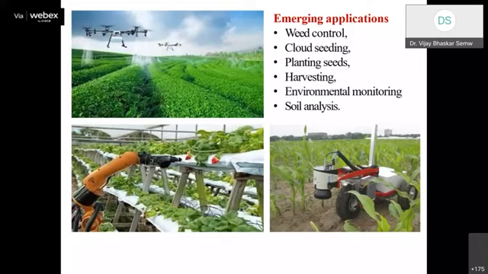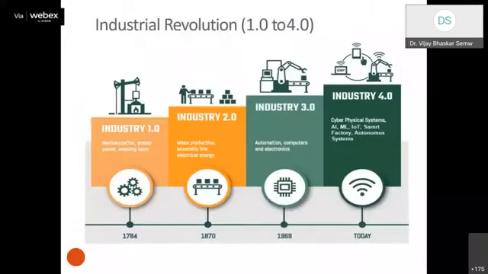Environment monitoring, which continuously monitors your fertility levels, soil standards, whether the soil is getting wet, and you can check the humidity levels. Various sensors are there to measure these things. These are the emerging application areas. With the help of machine learning, robots can perform these tasks, and that is quite optimistic.